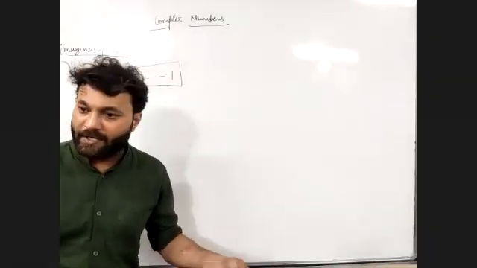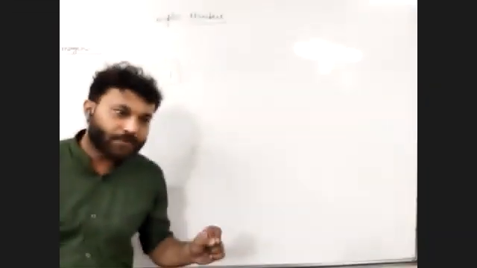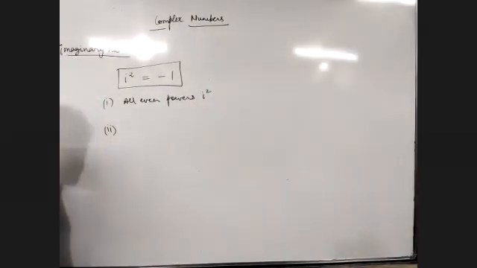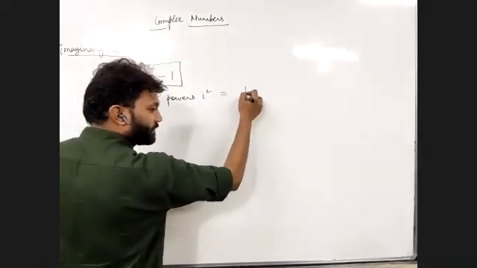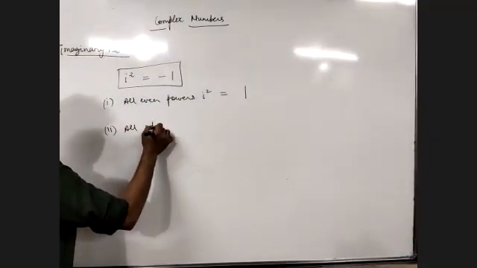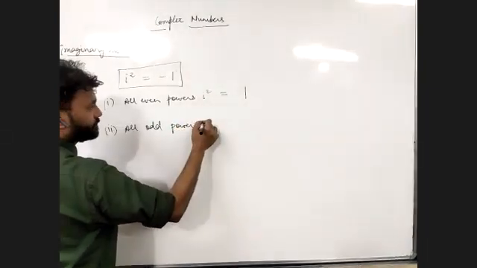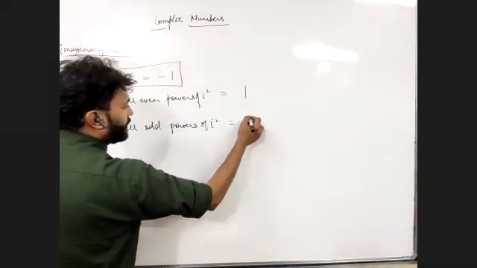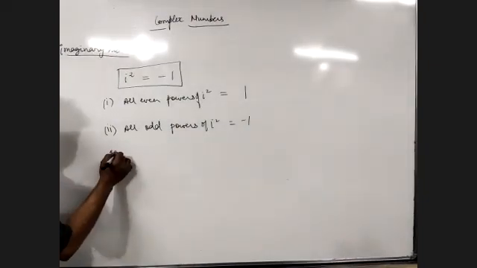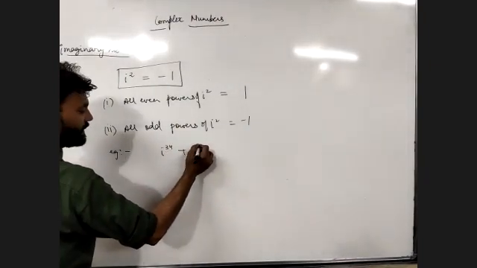With this, we need to understand just these two simple things. A negative number raised to an even power is always positive, and a negative number raised to an odd power is always negative. So all even powers of I square equal 1, and all odd powers of I square equal -1. I square की power check करनी है. For example, I to the power 34 plus I to the power 56.